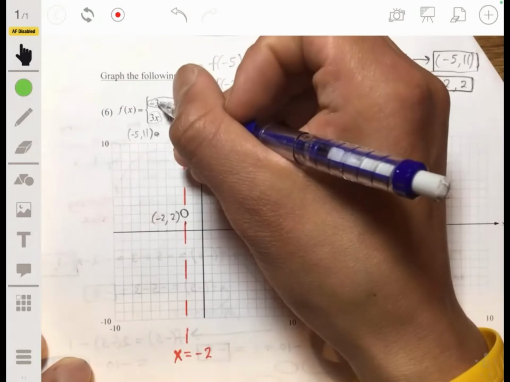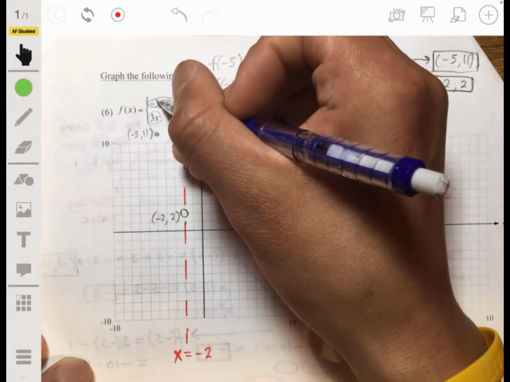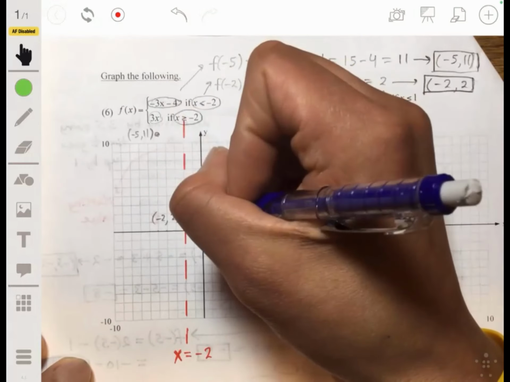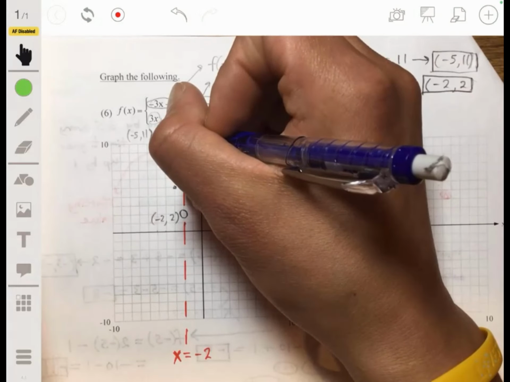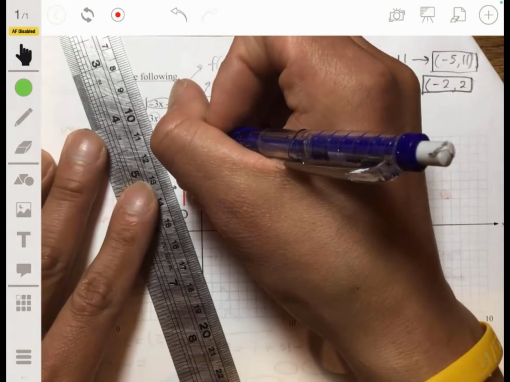And since this is a linear equation, since it's a slope of negative 3, we can go up 3 from here. 1, 2, 3, and to the left 1. Up 3, to the left 1. And see, it's going to connect in a straight line. And it doesn't stop there. It would go infinitely to the left.